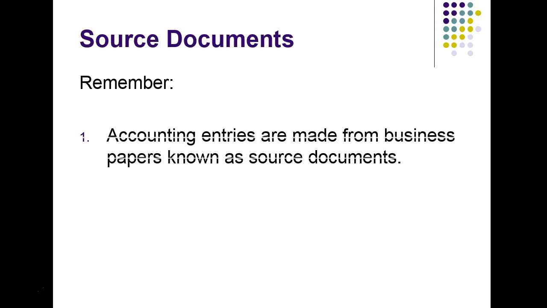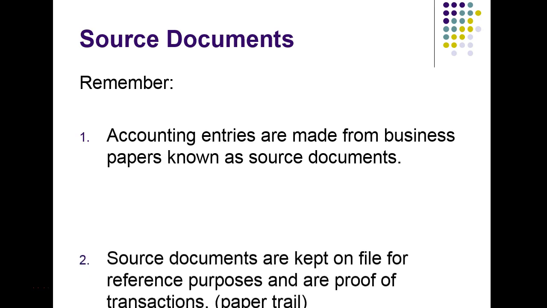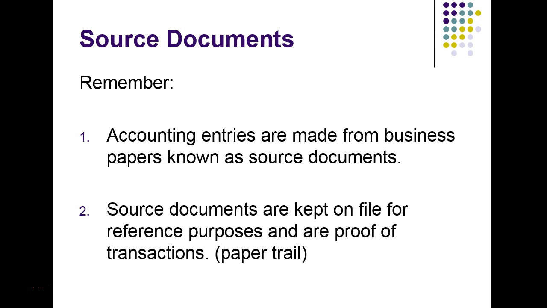Okay, so we need to remember a couple of things. First, we need to remember that accounting entries are made from business papers known as source documents. So receipts, sales invoices, purchase invoices, check copies, and so on. And source documents are kept on file. This is very important. So all source documents are kept on file for reference purposes, and they are proof that the transaction existed. We call this a paper trail in accounting.